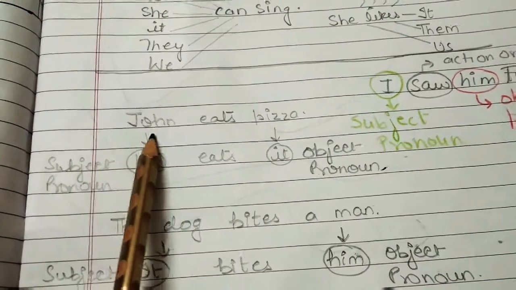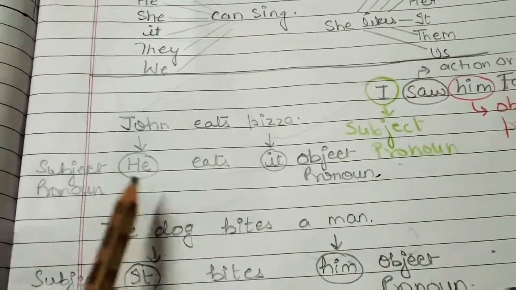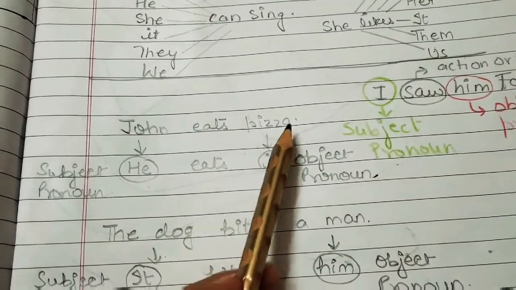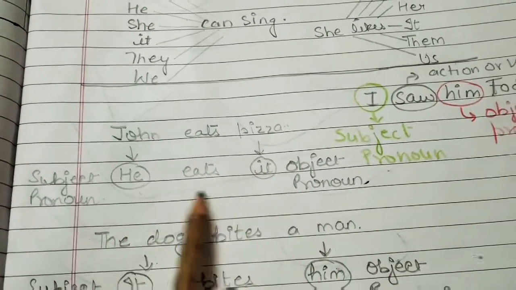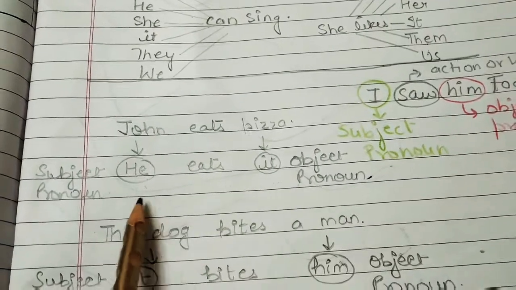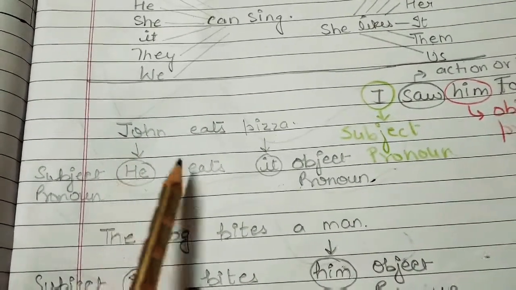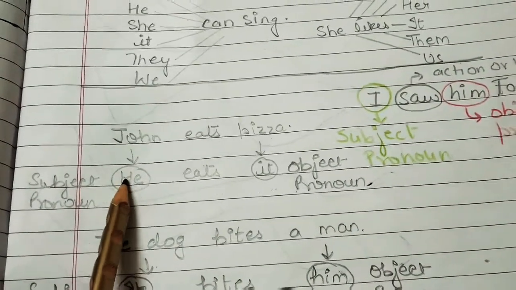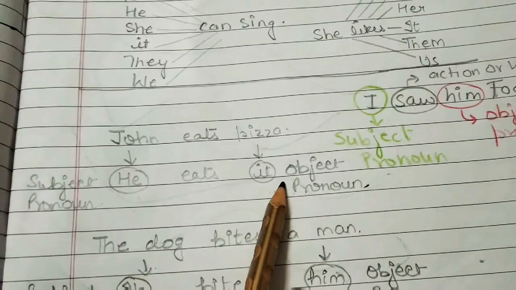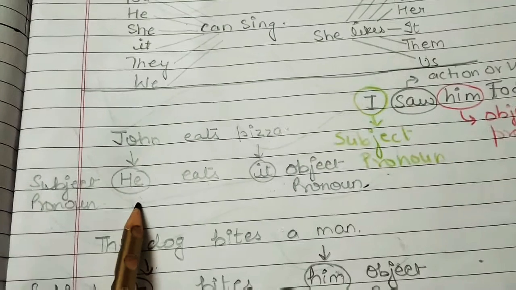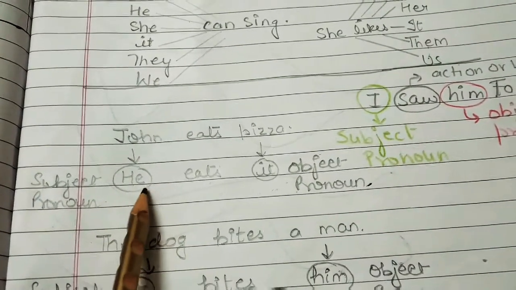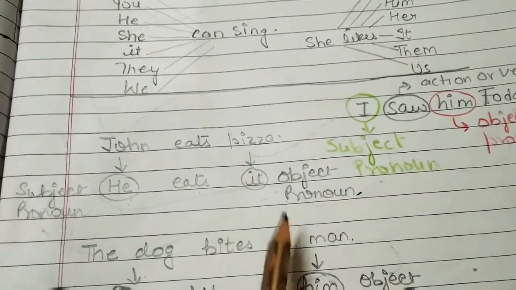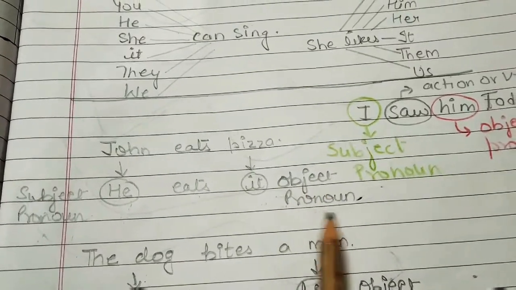Look at some more examples. John eats pizza. So instead of John we have written here he eats. Instead of pizza we have written it. He eats, but he eats it. So here, which word is showing us that the word is a doer of what is happening in the sentence? This word, he eats pizza, or he eats it. So he is a subject pronoun, and the sentence is beginning from this word, so it's a subject pronoun. Eats it, so it's a receiver, so it is an object pronoun.